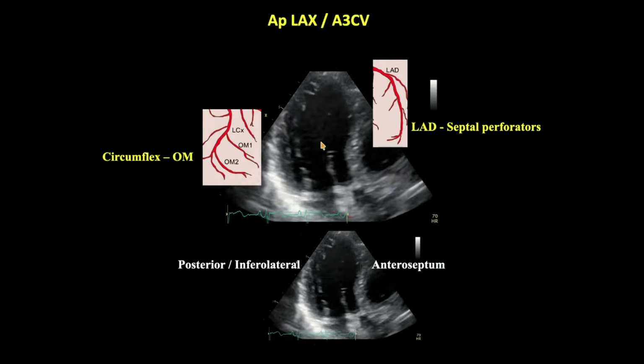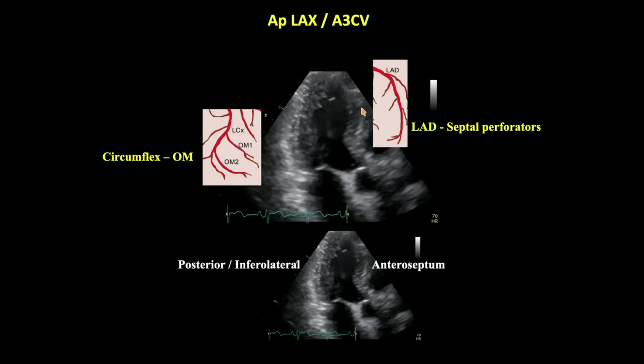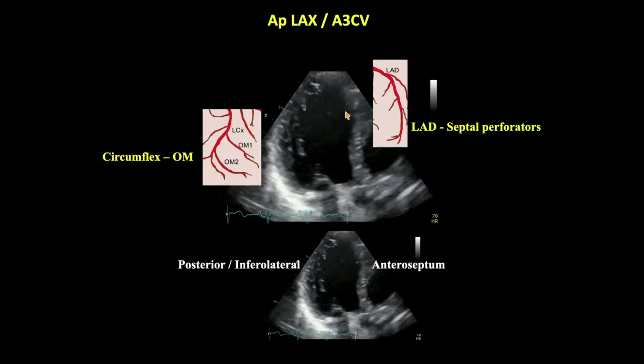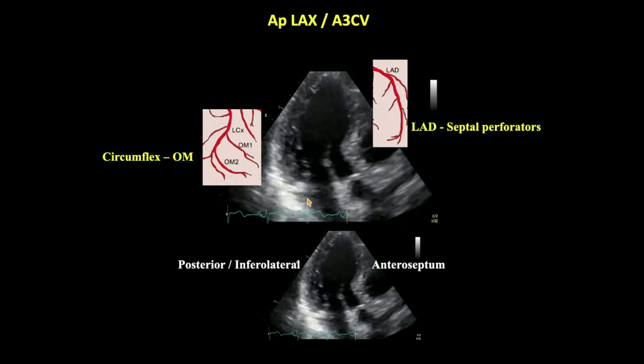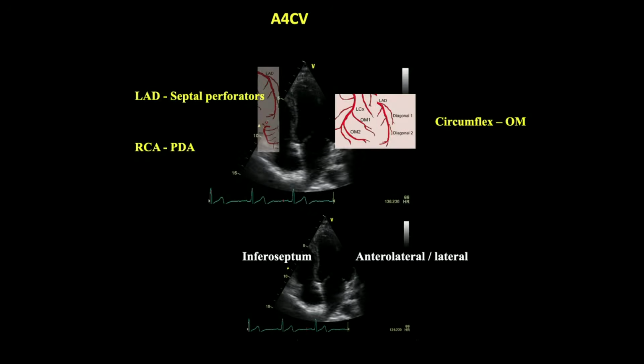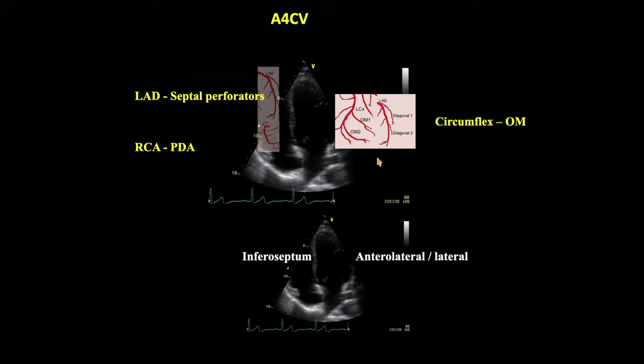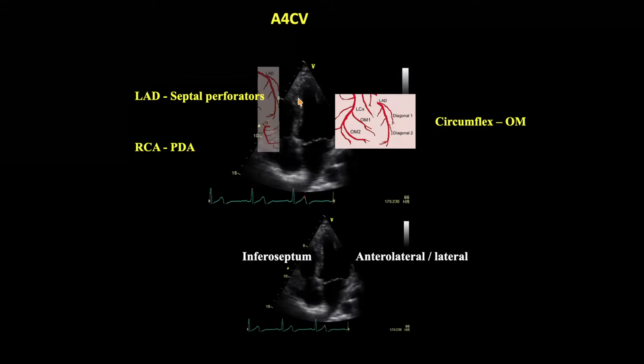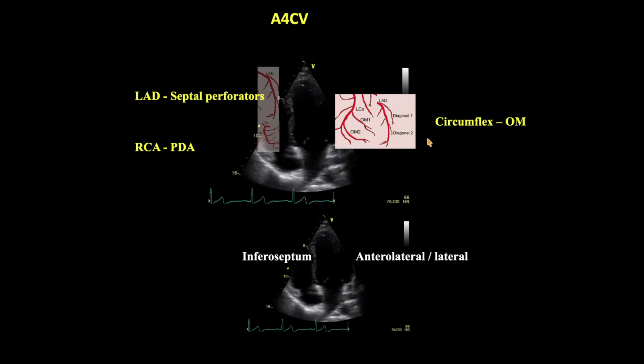The three-chamber apical long axis, or the apical three-chamber view, is similar to the parasternal long axis. The only difference is in parasternal long axis, you don't get to see the true apex, but in the apical long axis, you get to see the apex. So that's the only difference. Otherwise, the rest is all the same. And then the apical four-chamber comes, and then you have the inferoseptum here, and then you have the anterolateral or the lateral wall. And then here again, you have the LAD distally, and then you have the RCA proximally, and then you have the circumflex on the lateral side.